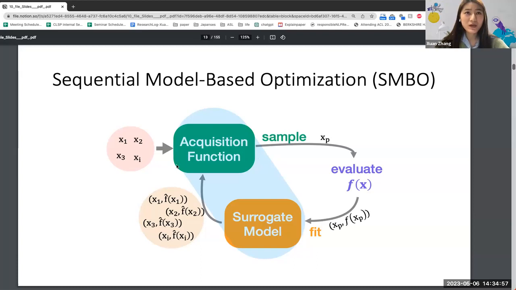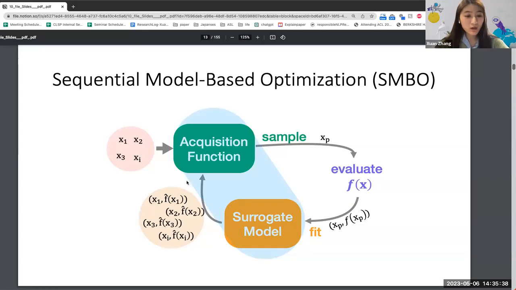Okay, SMBO, sequential model-based optimization, has 2 important components: the acquisition function and the surrogate model. The acquisition function's role is to propose the most promising configuration candidates. Meanwhile, the surrogate model approximates the model F. If F is a machine translation model, for example, the surrogate model would take hyperparameter configurations as inputs and output predicted BLEU scores. And the surrogate model is generally much cheaper to evaluate compared to model F.